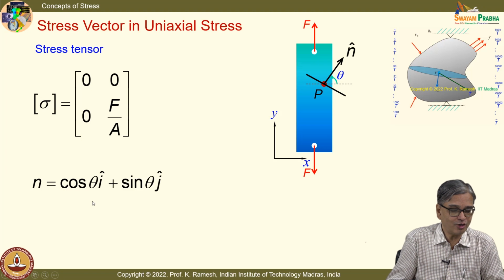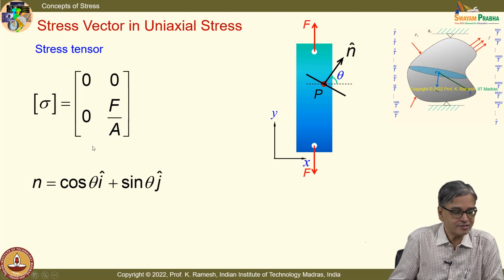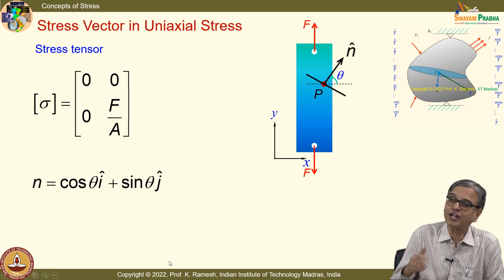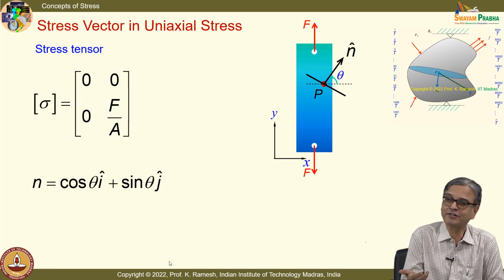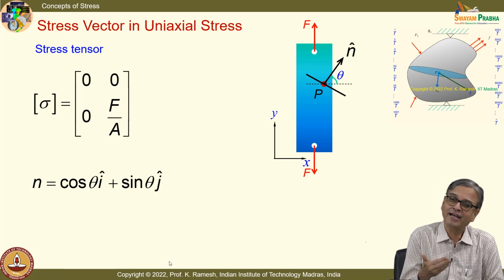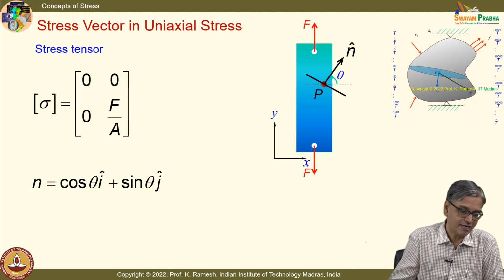Now, we have already looked at the expressions. So, we have the direction cosine for an arbitrary plane. When I represent this as theta, I can write it as cos theta i plus sin theta j. So, I can find out the stress vector on any plane. We have expressions for finding out the normal stress as well as the shear stress. Let us look at the quantities one by one.